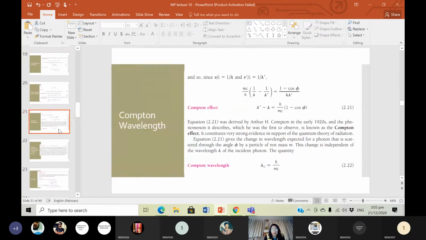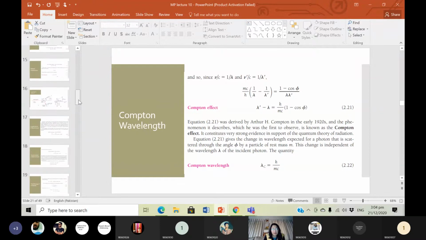So what we want to do is find a formula for lambda dash minus lambda, and that is equal to h over mc times 1 minus cos phi. Basically we're going to derive this formula today. That is the Compton effect formula.